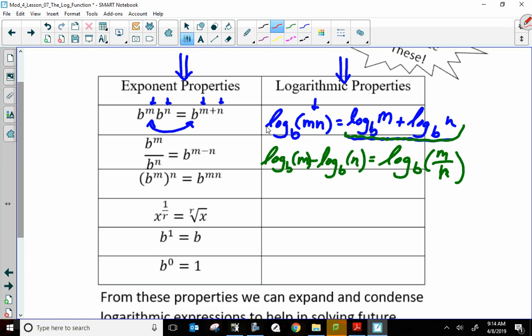If I'm taking the log base b of m raised to the n, okay? If that m has an exponent, like an exponent raised to an exponent here, don't I just multiply? So this n can come down and become a lead coefficient: n times log base b of m. That's a nice one to know, especially if that n is a variable. I can pull that down and solve for it a lot easier.